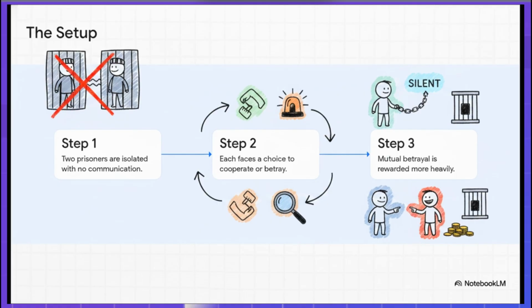The rewards are rigged so that, paradoxically, mutual betrayal is rewarded much more heavily than mutual cooperation. If you both just stay silent, you both get a light sentence. But if you snitch and your partner stays quiet, you walk completely free and they take the maximum penalty. If you both snitch, you both get a medium penalty. It is a brilliant, vicious setup where pure selfish rationality actively destroys the best possible outcome for the group.